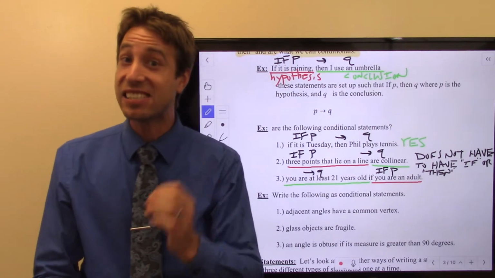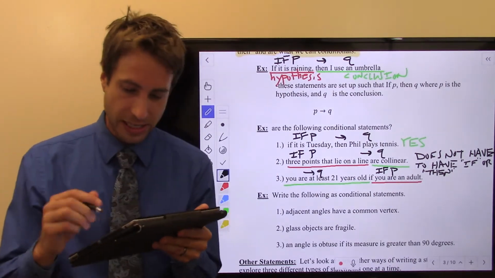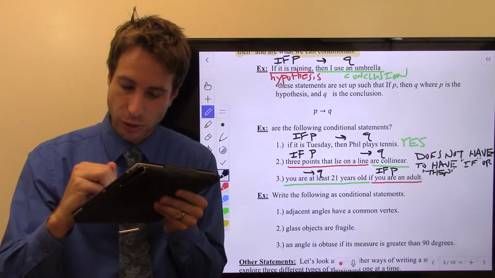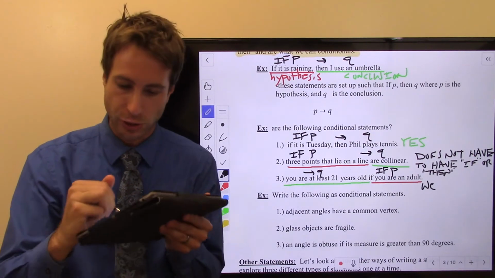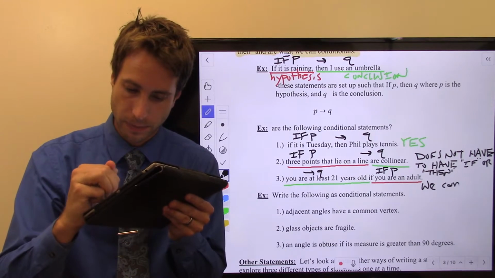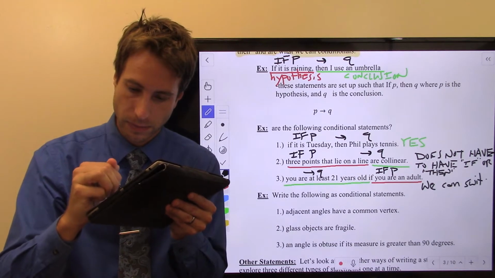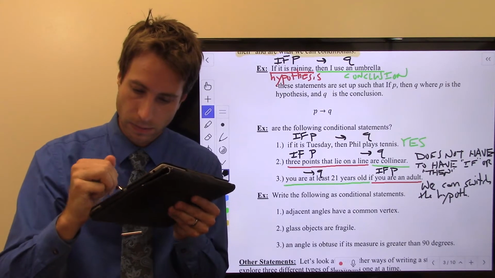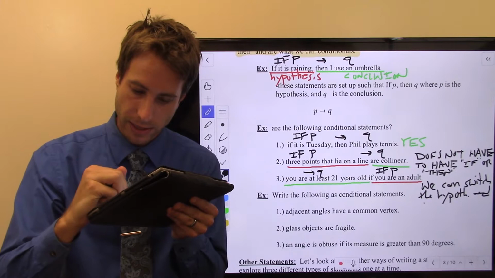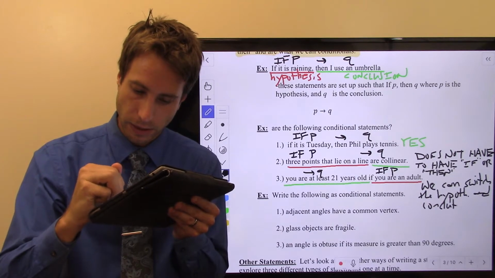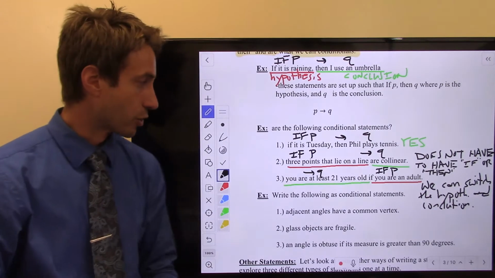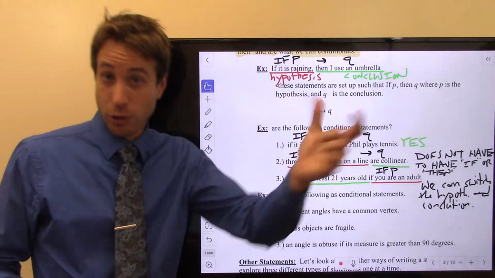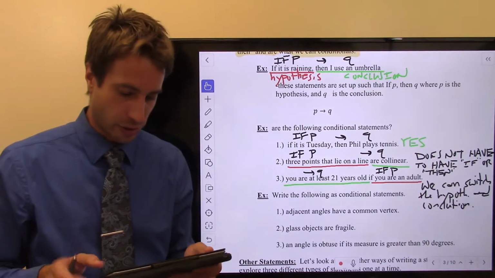But this is still a conditional statement. We can switch the hypothesis and the conclusion, and it'll still be conditional. We just have a special name for when those get flipped, but it's still a conditional statement.